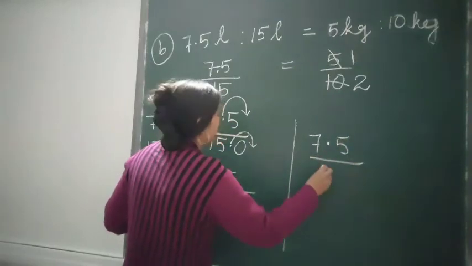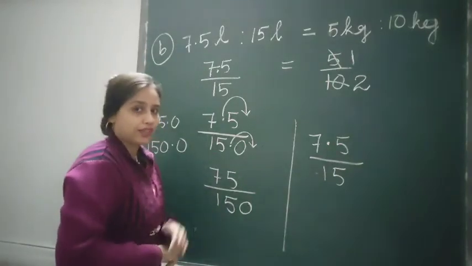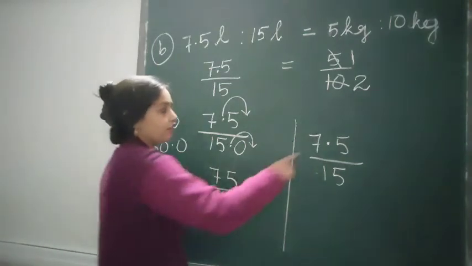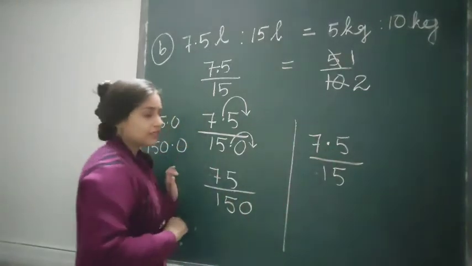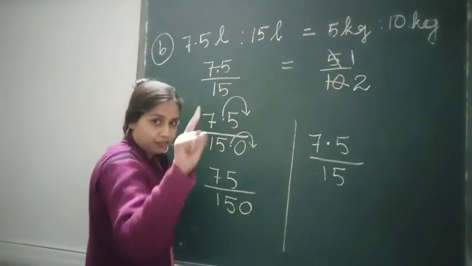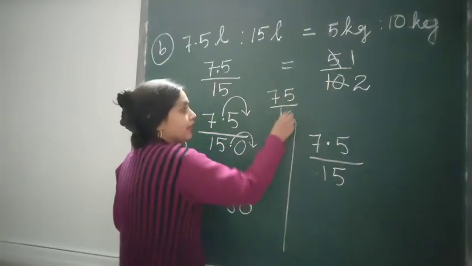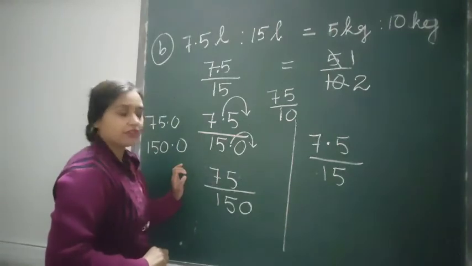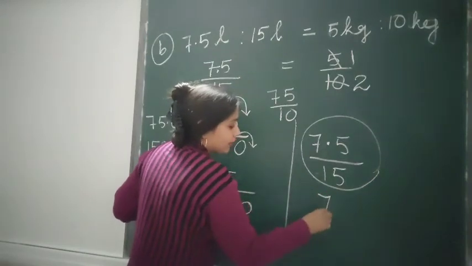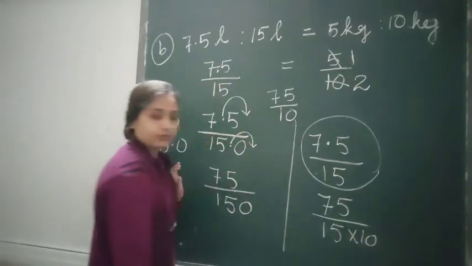Whenever you see a decimal in the numerator or in the denominator, and if you want to remove the decimal, how do you remove the decimal? You convert the decimal into a fraction, right? So if it is 7.5, that means it has one place decimal. That means in the denominator 10 should come, right? So 7.5 can be written as 75 by 10. So 7.5 by 15 can also be written as 75 by 15, and this 10 also comes down.